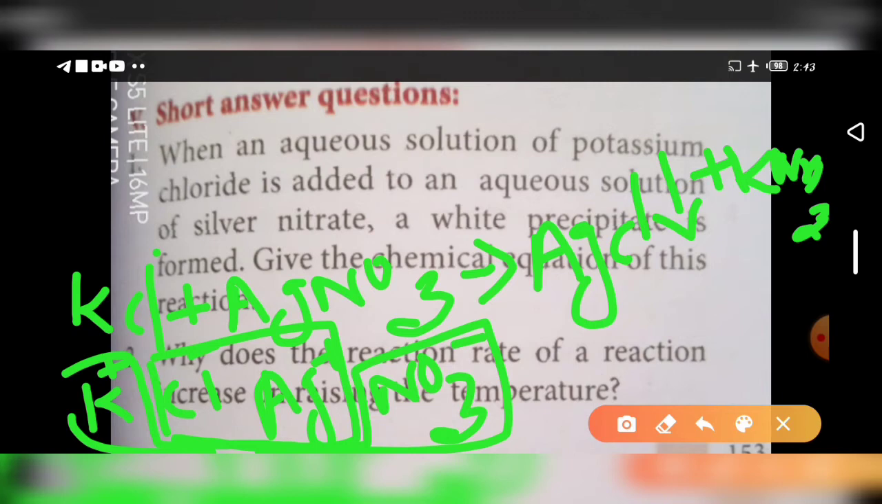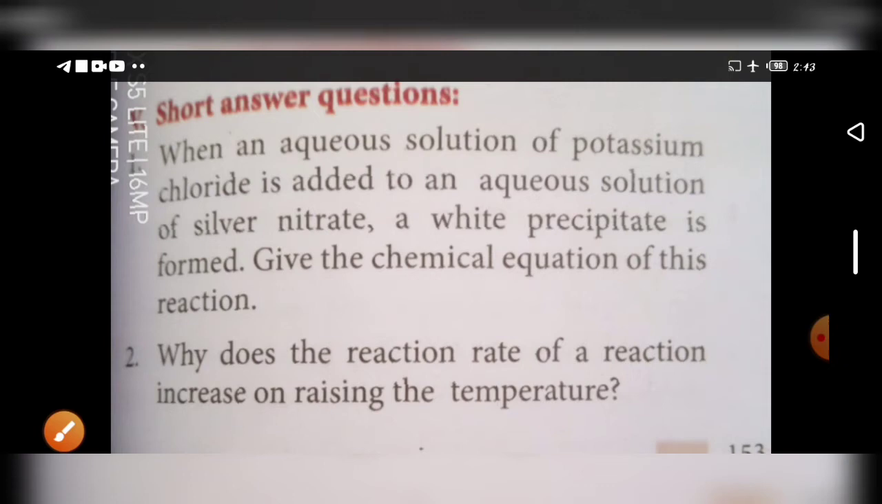Okay, next question you see. Why does the rate of reaction increase when the temperature is raised? Page number 146, A side, temperature, the third point. Most of the reactions go faster at high temperature because adding heat to the reactants provides energy to break more bonds and thus speeds up the reaction. That is the answer. To break more bonds, the speed of the reaction increases. Okay, that question also answer completed.